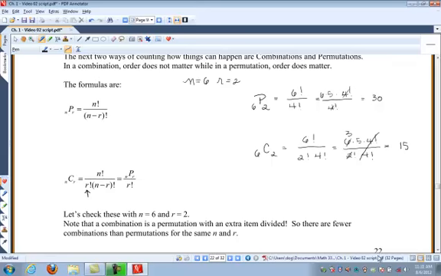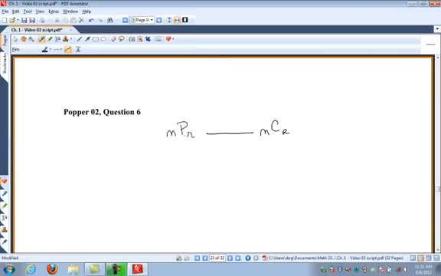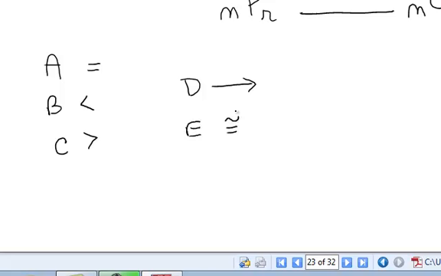Let's look at popper question 6. Okay, the combination of n things taken r at a time compared to the permutation of n things taken r at a time, you need to fill in the blank. There we go.